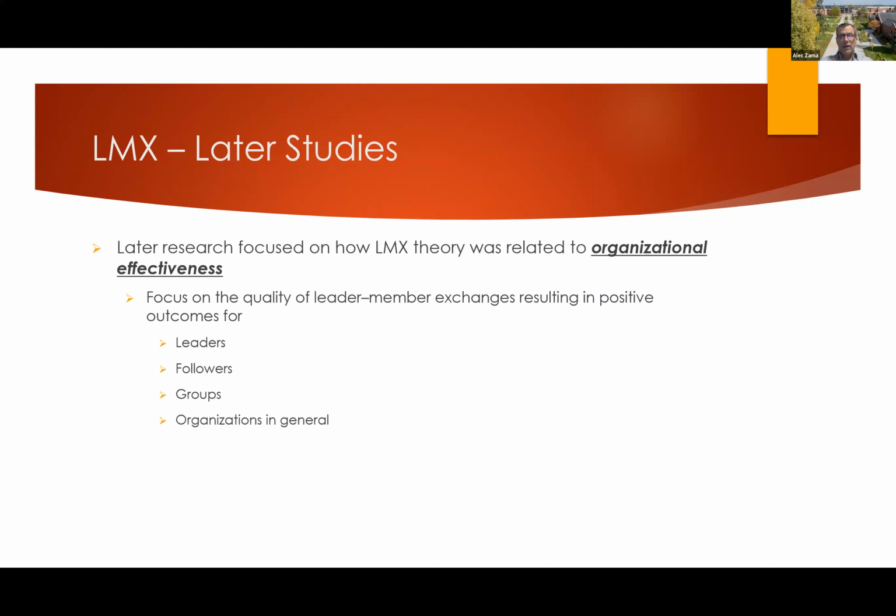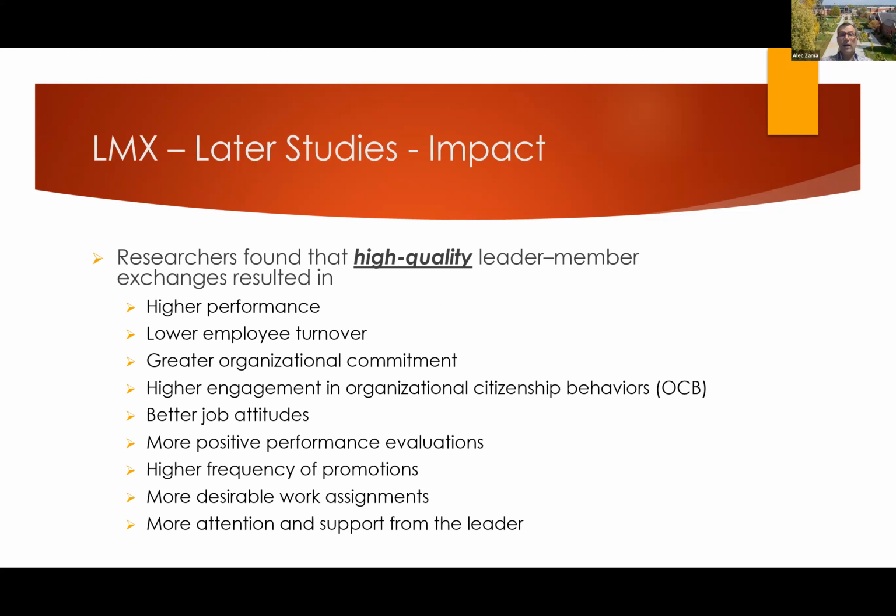In later studies, researchers tried to find out whether there was a difference in organizational outcomes when leaders and followers engage in different types of relationships. For example, were the outcomes different for the in-groups compared to the out-groups? This research focused on the quality of leader-member exchanges, and it resulted in different types of outcomes for the leaders, followers, groups, and organizations in general. And here are some of the outcomes that researchers have found.